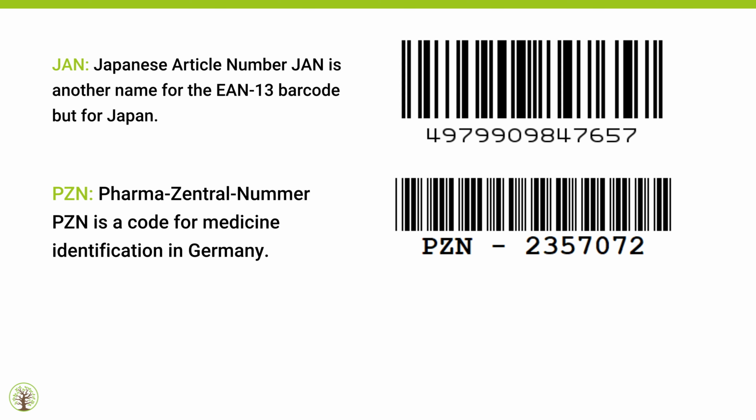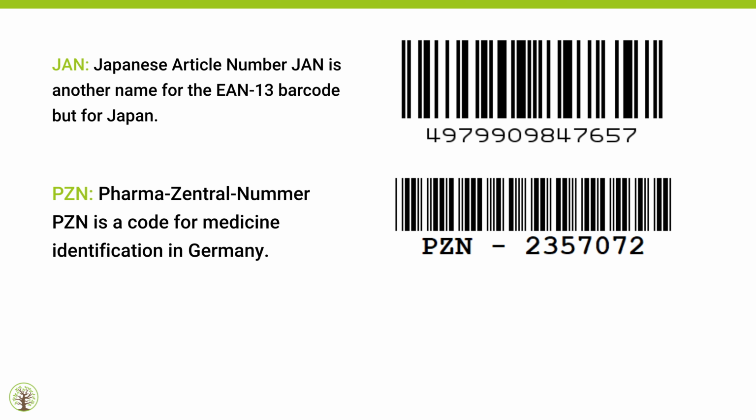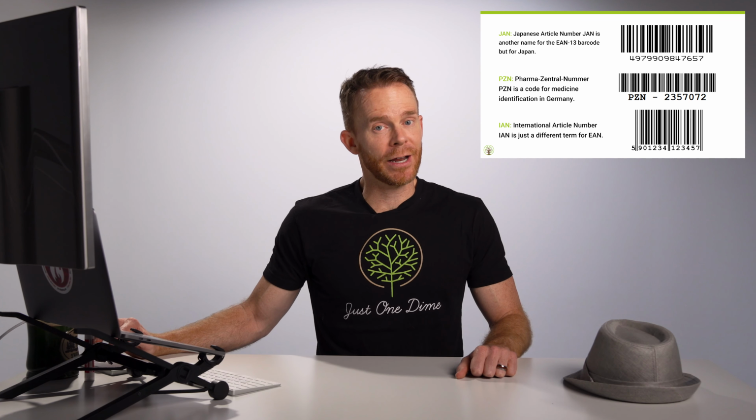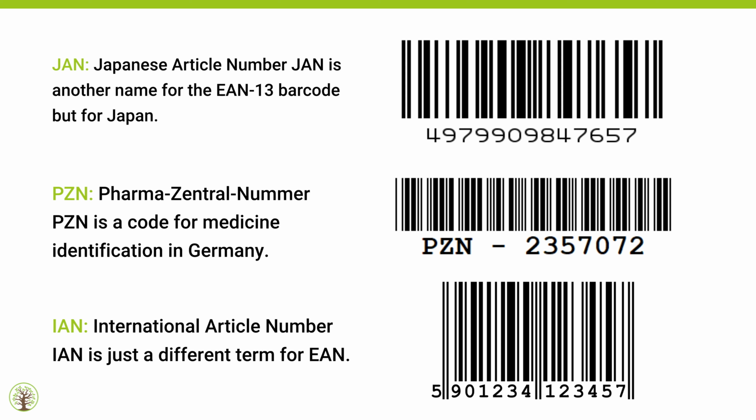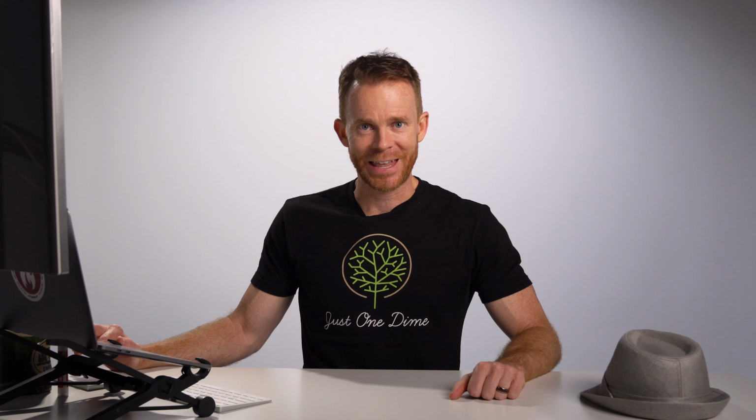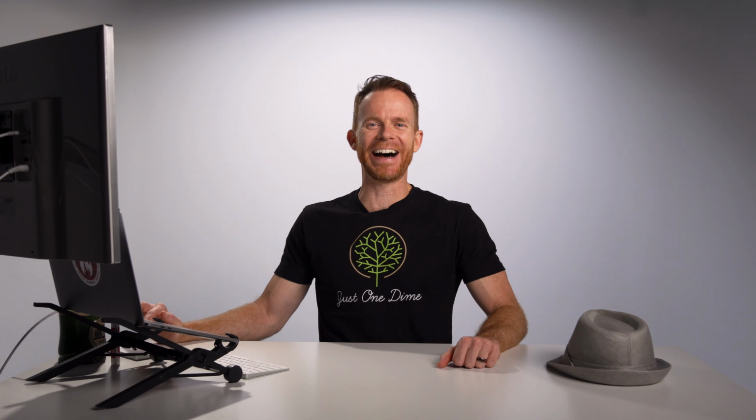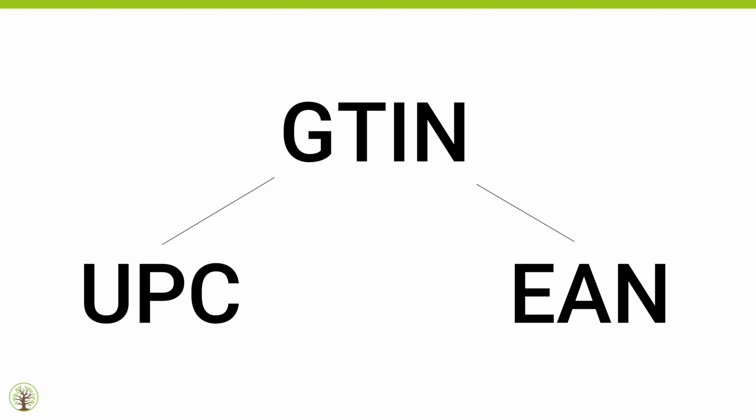Next, you have PZN. Even sounds German. It stands for Pharmazentralnummer. PZN is a code for a medicine identification in Germany. And finally, last but not least, you have what is called IAN, International Article Number, which is just a different term for an EAN. Is your mind swimming yet? I should just remember, the GTIN, UPC, EAN, those are the three most important for non-Amazon codes, universal. If you got those, you're good.